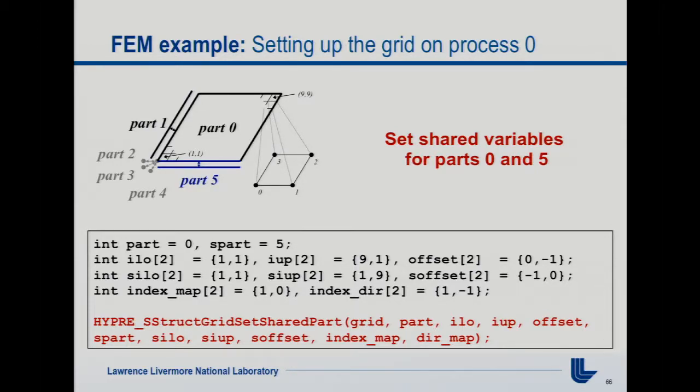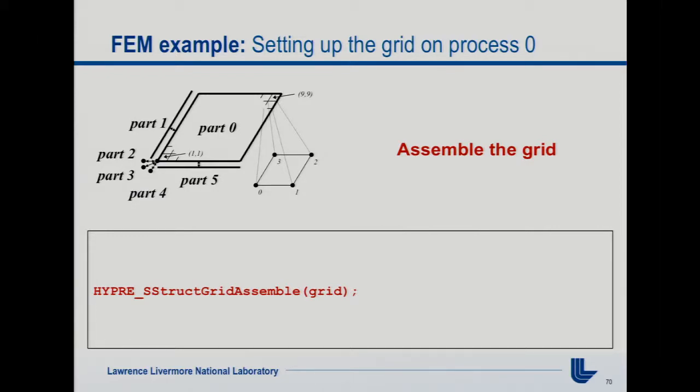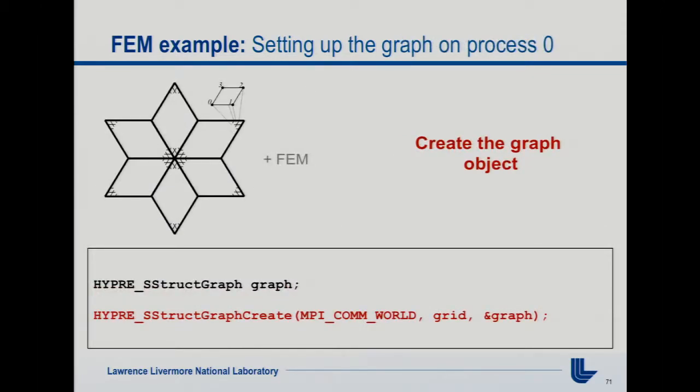And then here's the singularity point you were asking about. 0 and 2, 0 and 3, 0 and 4 all share that degree of freedom there. HYPRE deals with the fact that this is all shared and sets up the matrices and makes sure the solution comes back right and all that stuff. And then assemble. Okay, so that's the grid.